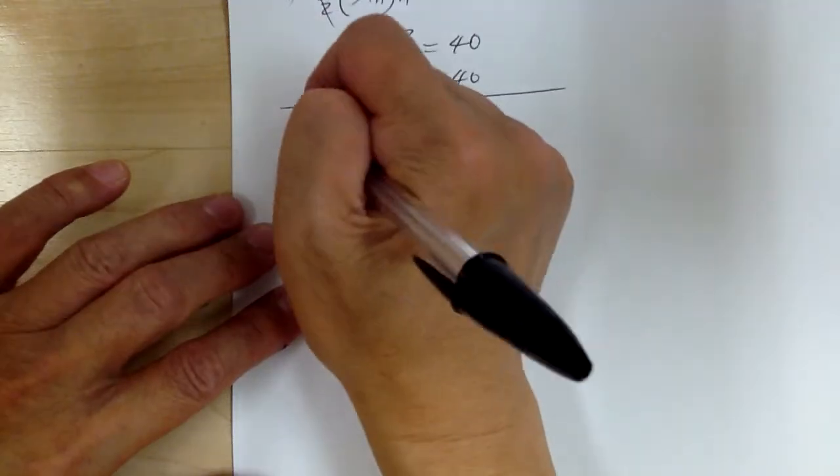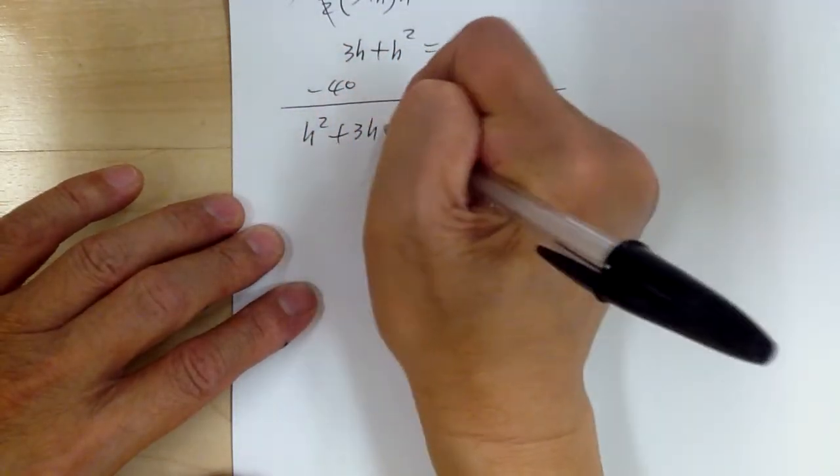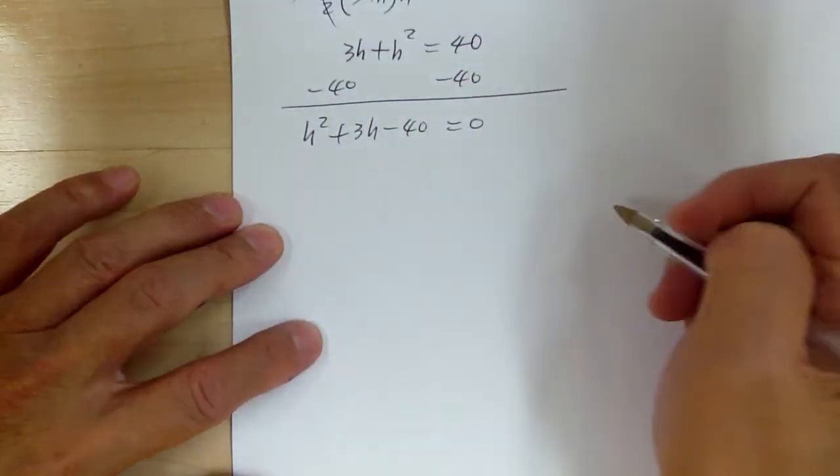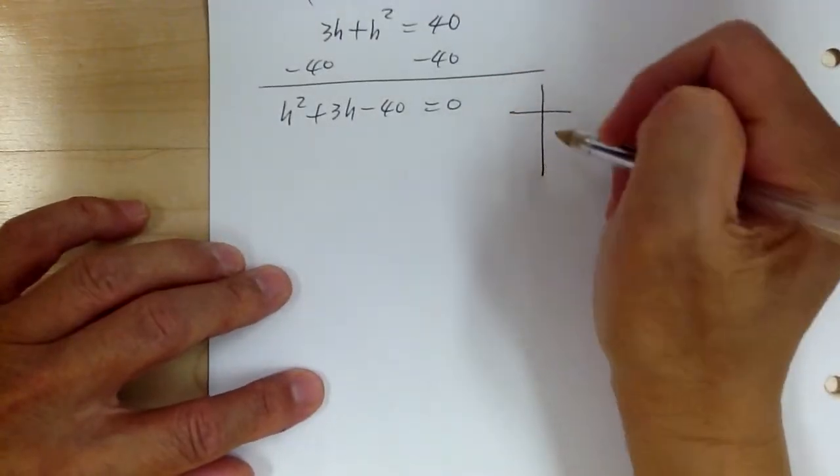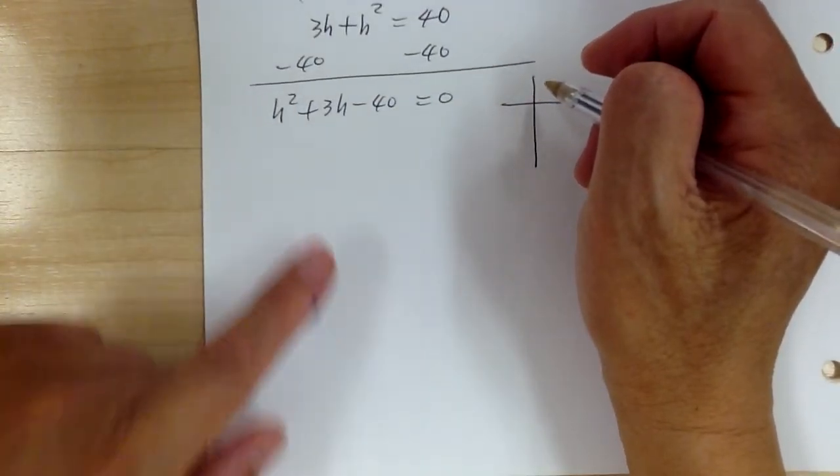And put this in order. So you got h squared plus 3h minus 40 equal to 0. And let's go and do the factoring. So again, common factor, special factor, then your massive product.